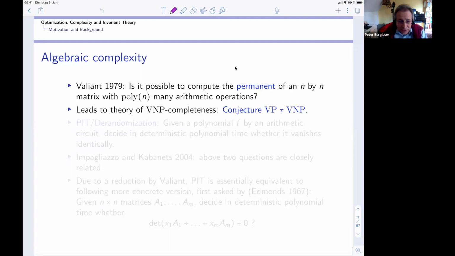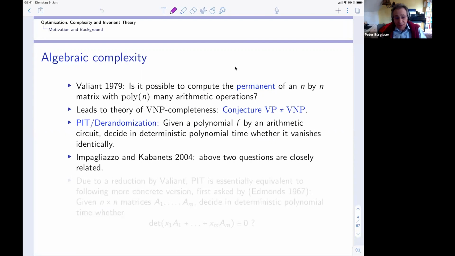On the other hand, there's a completely different problem, which is the derandomization or polynomial identity testing problem, which at first glance looks completely unrelated. Most of you know that, of course, and there are many specialists on that in the audience, I'm sure. You are given a polynomial by an arithmetic circuit, maybe in some restricted model, and you want to decide in deterministic polynomial time whether this polynomial is the zero polynomial. It's clear that when you are allowed randomization, you can do this efficiently, but can we avoid the randomization?